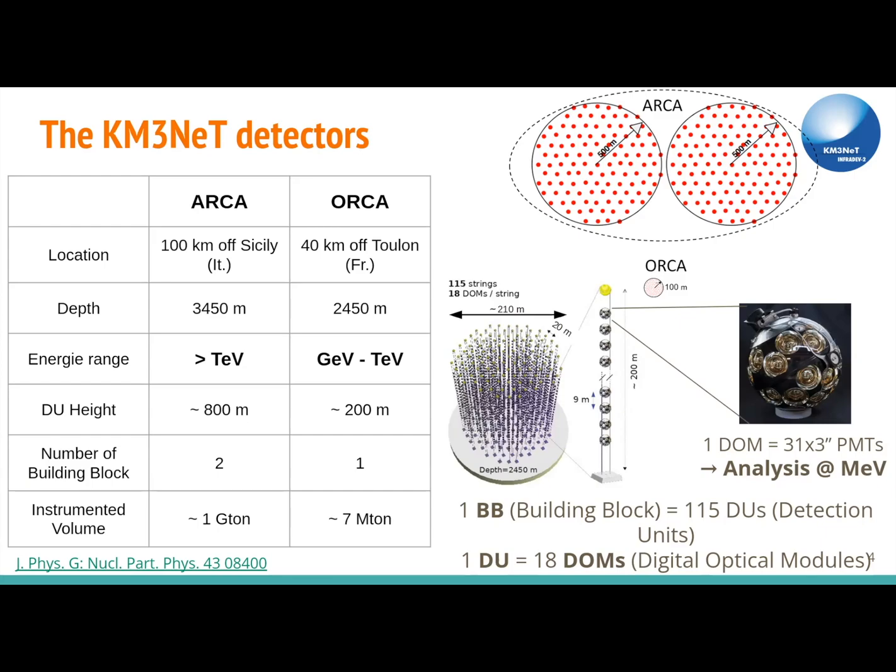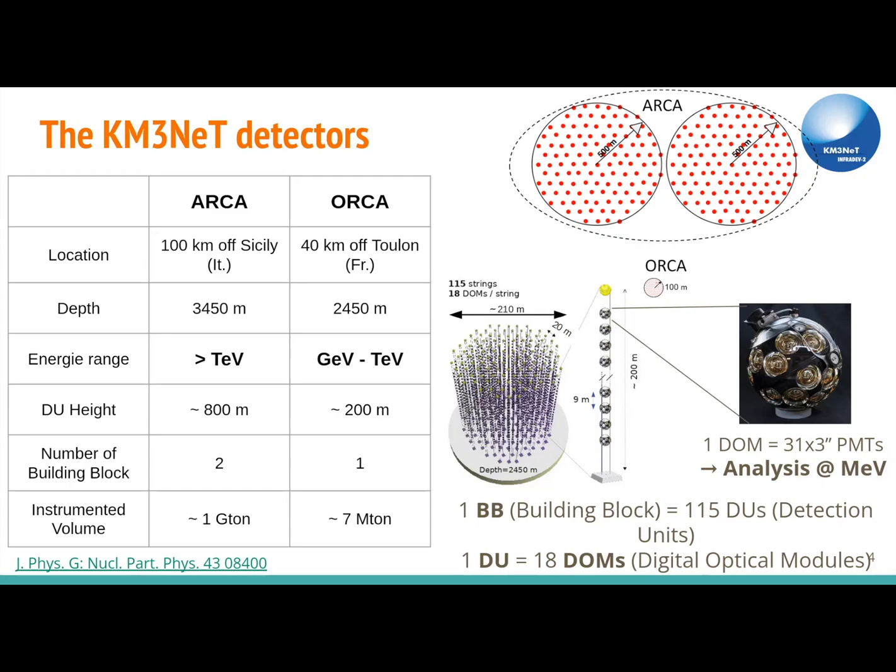So what is the difference between ARCA and ORCA? As you can see here, it is the size of the detector. We have the same number of PMTs in one building block, but ARCA will be formed by two building blocks, while ORCA will be formed by only one. This is because looking at oscillation requires looking at lower energies than doing astrophysics.